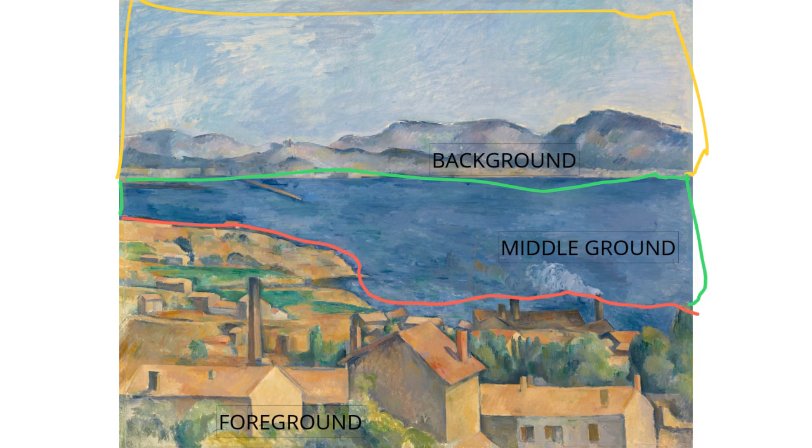So when you are sketching out your drawing for your painting today, I want you to make sure that yours has these three zones: foreground, middle ground, and background. And that way your painting will look more realistic.